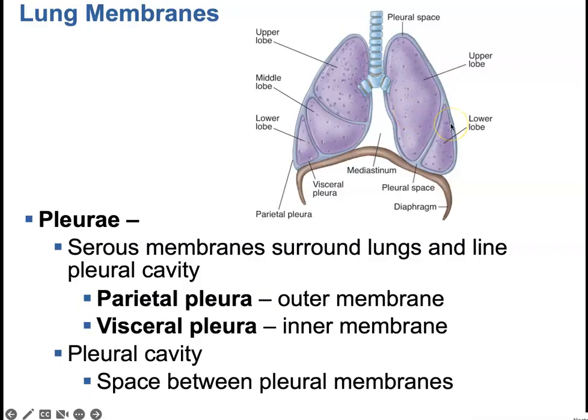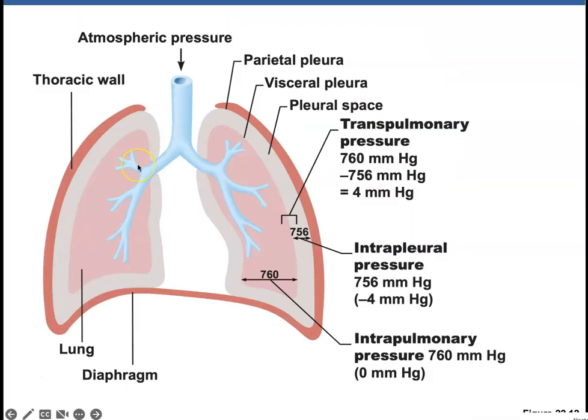Or if you have fluid, right, you have a lot of fluid building up in here from a pleural effusion or something's going on in the lung, where you now have a lot of inflammation and now fluid is actually seeping out, and it's also going into this space, it's going to make it very, very difficult for a person to breathe. So what we have with those membranes are called pressures.